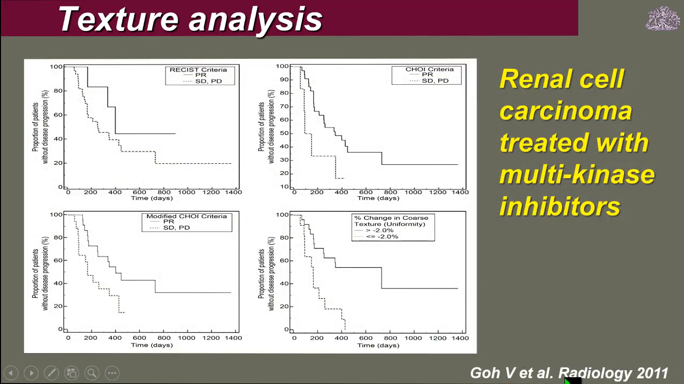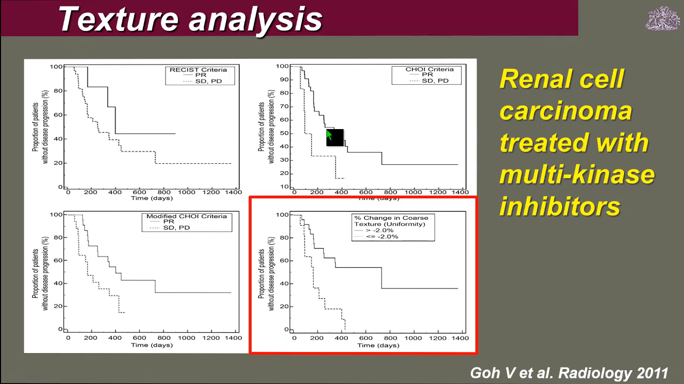This is a publication from a colleague in London, Vicky Goh, where she looked at renal cell carcinoma treated with multi-kinase inhibitor. And if you look at the differences in survival between good and poor responders defined by RECIST criteria or modified Choi criteria, and if you use texture analysis, uniformity in this case, as the predictor, it seems to separate out the two groups of good performance versus poor performance patients better than either size criteria or Choi criteria, which is based on both size and also CT density value. So clearly there is something in it.